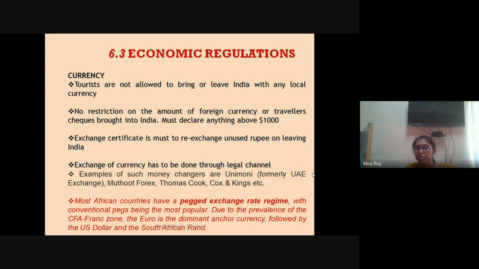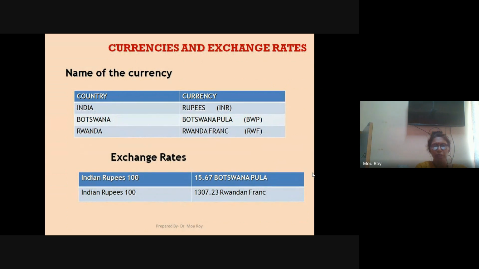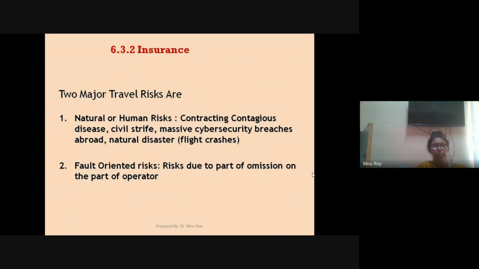So while re-exchanging, this exchange certificate is a must to re-exchange unused rupees on leaving the country. I also wanted to mention that there are health and safety standards. Tourism regulation often includes requirements for businesses to adhere to certain health and safety standards to ensure the well-being of tourists.